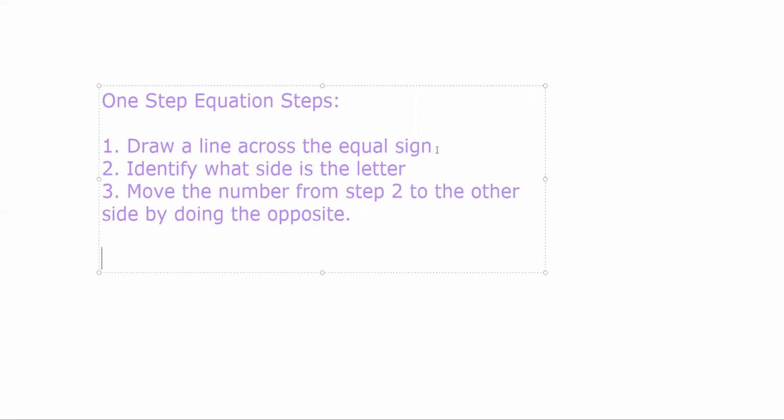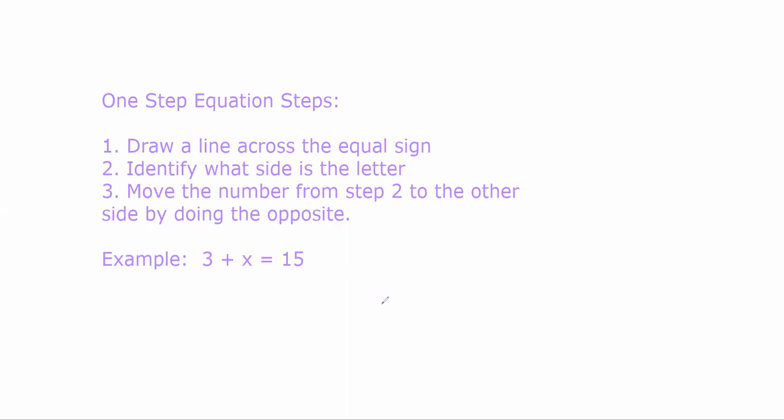So the first example that we're gonna do, we wanna solve for the letter. So I'm just gonna make it up right now. Let's say we have 3 plus x equals 15. Well, in this case, some of these we could actually do in our head, but I still want you to work them out because once we move on to the multi-step equation, we won't be able to do them in our head.